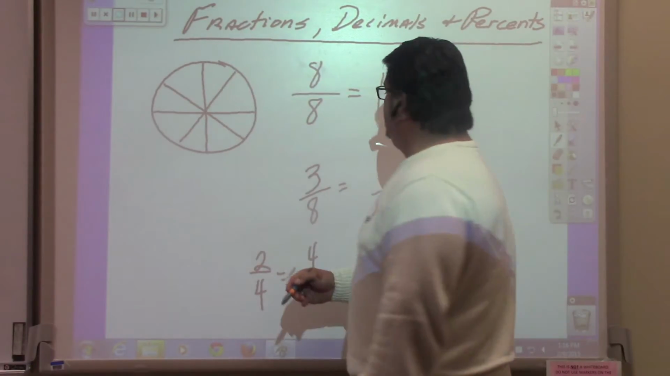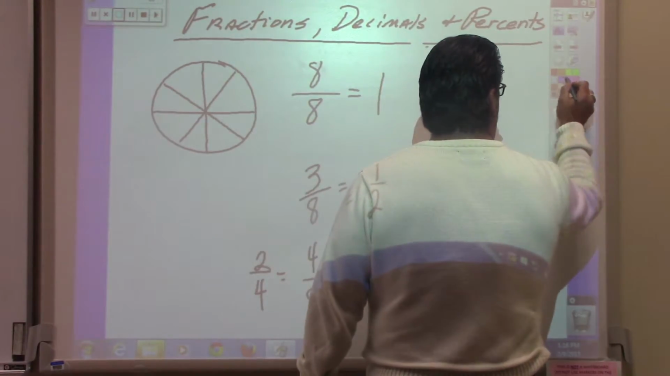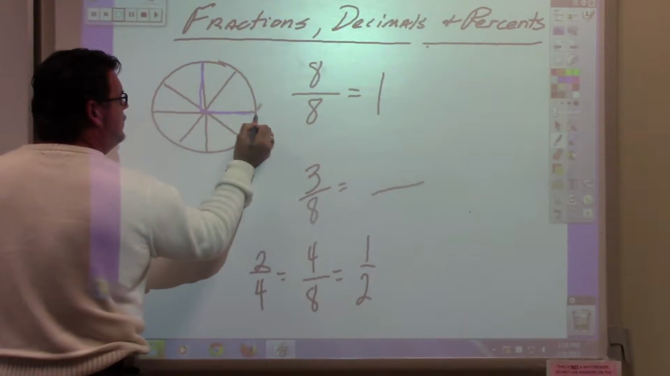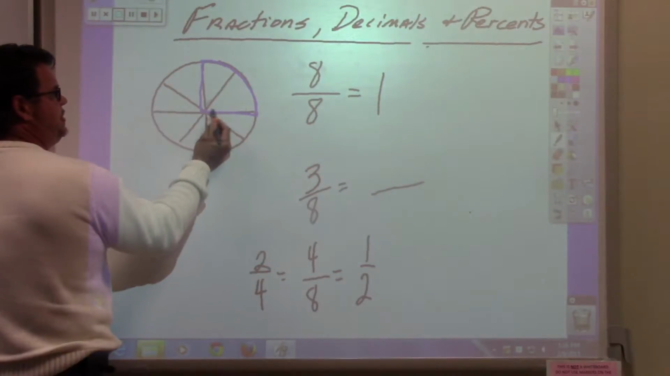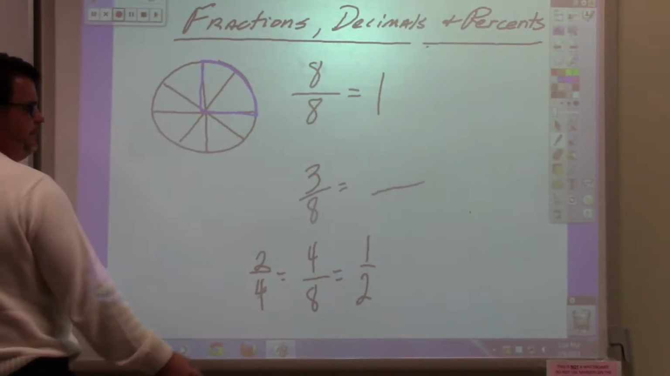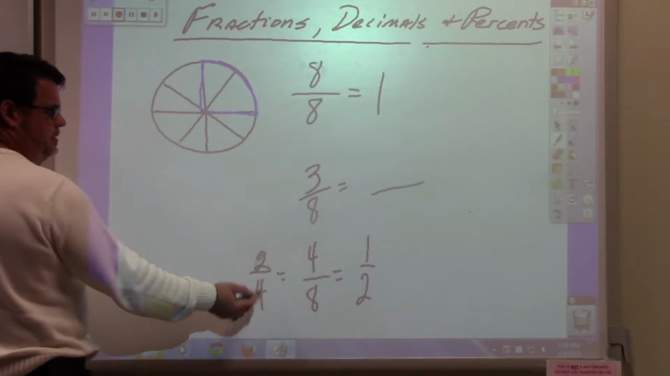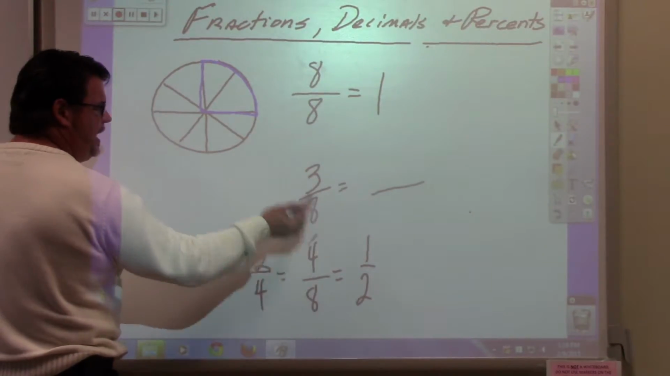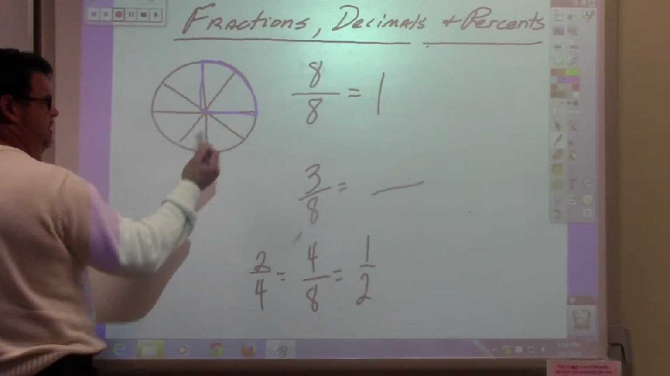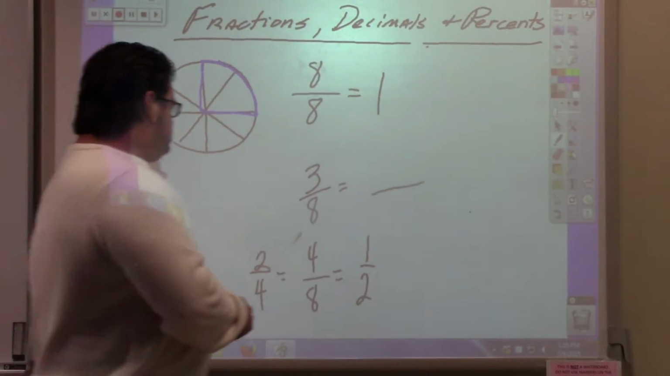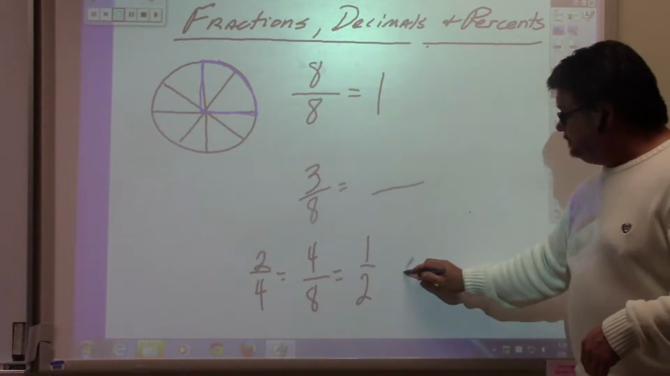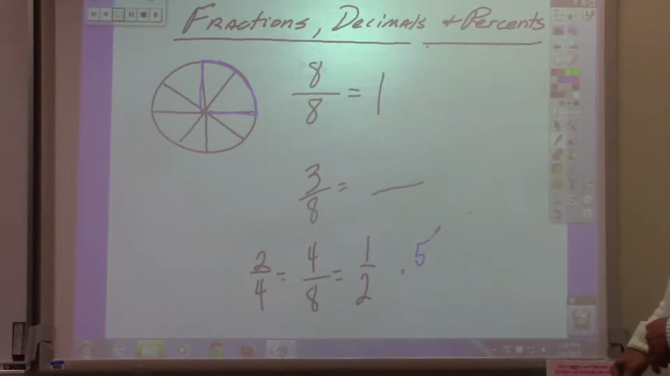Because the 2 out of 4, if you take your handy dandy blue pencil, 2 out of 4 is the same as what? 2 out of 4 is the same as 4 out of 8. See? You still get the same thing, 1/2. All right? So your 2 out of 4, 4 out of 8 still gives you the 1/2, which is 0.5. Okay?